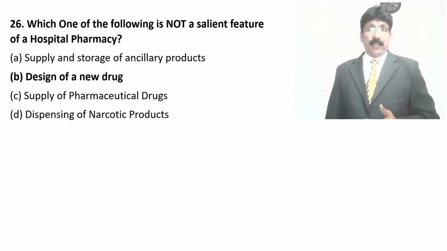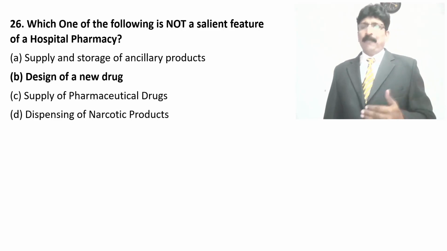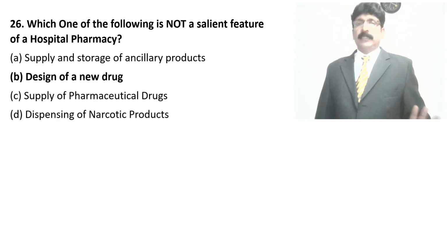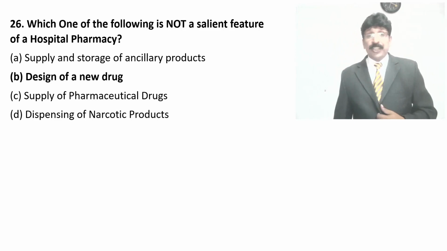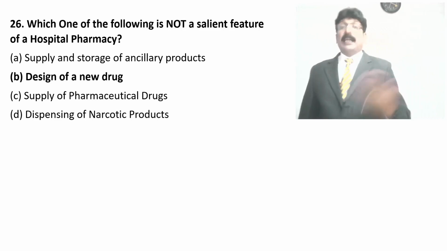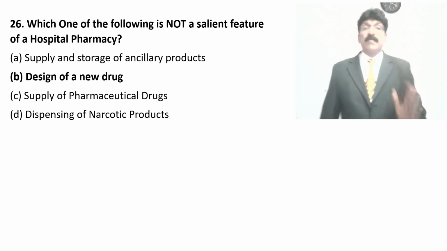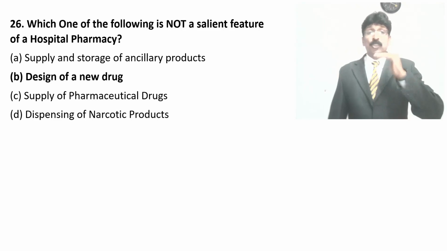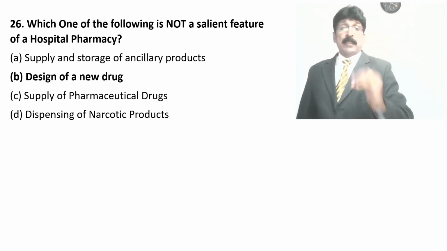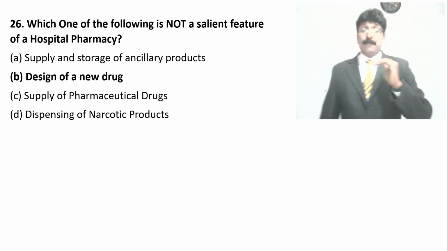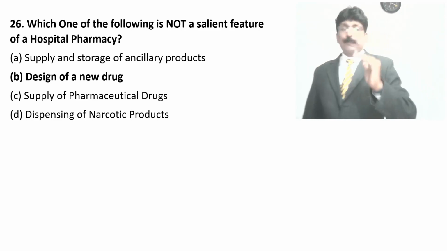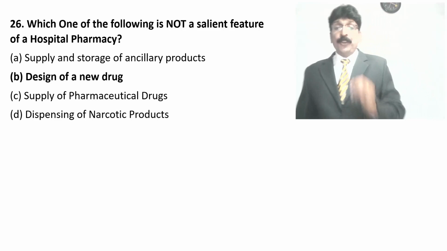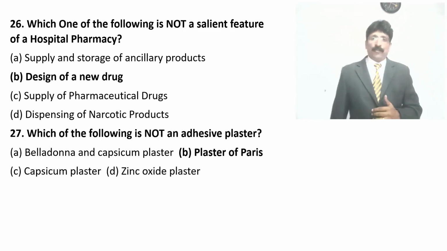A new drug design is done by research-oriented organizations. Supply of pharmaceutical drugs is done by the hospital pharmacy, and it is a salient feature. Dispensing of narcotic products, there are many other duties, but these all come under supply, storage and ancillary products. Supply of pharmaceutical drugs and dispensing of narcotic products are salient features of hospital pharmacy. But design of a new drug is not a salient feature of the hospital pharmacy.